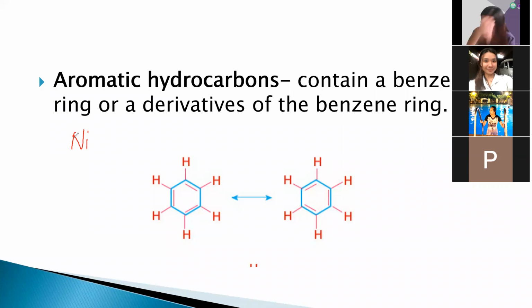Sige, let's clarify that. What is again the atomic number of nickel? I cannot memorize it. Can you look at your periodic table? What is it? 28, ma'am. 28. So this one is the atomic number, walang charge.